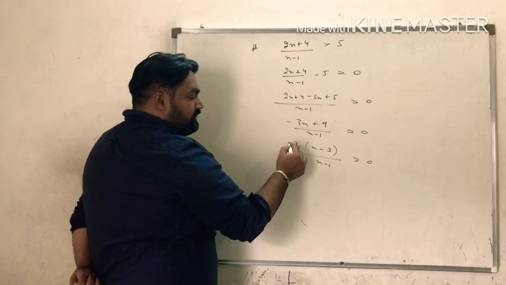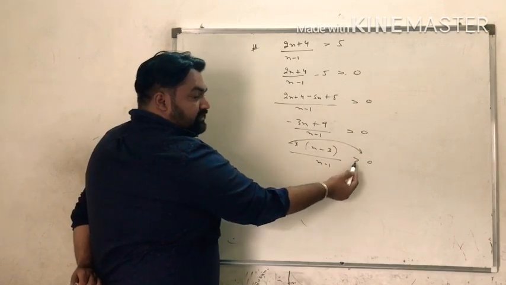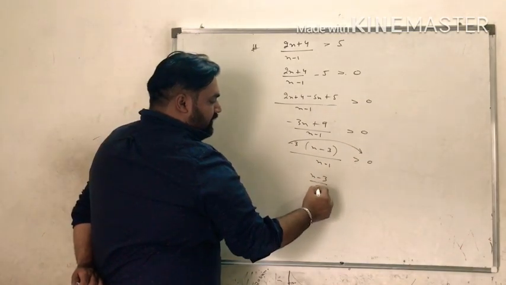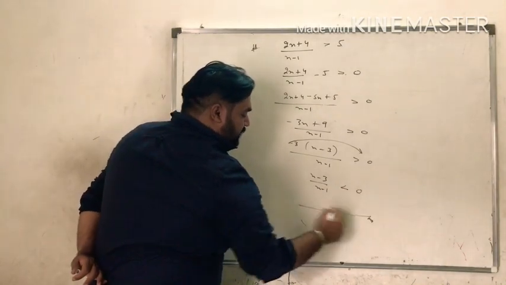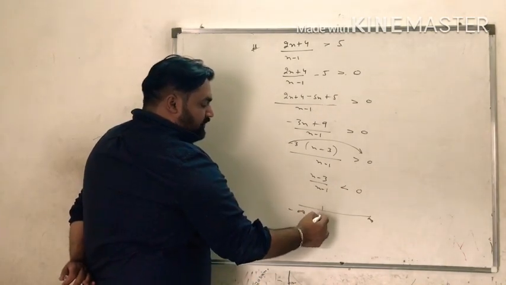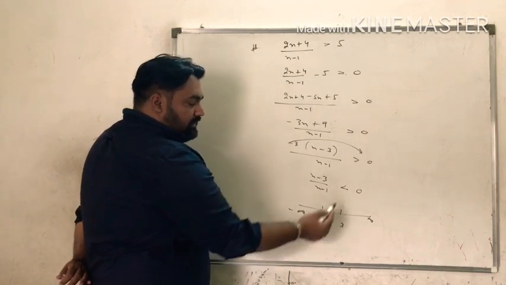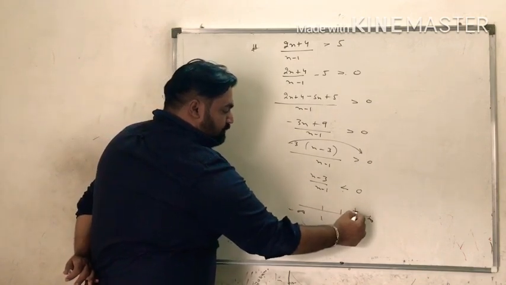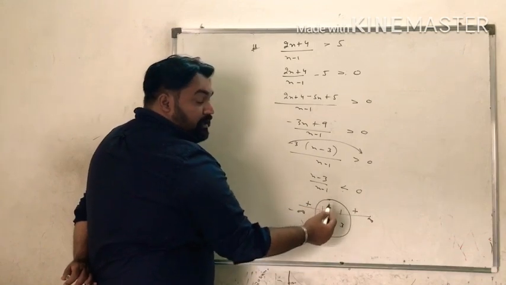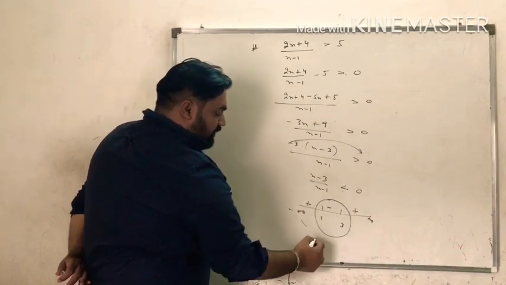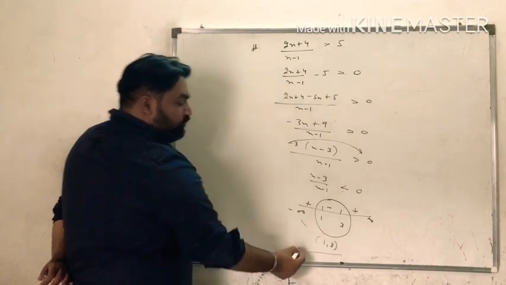But when we shift this sign to this side, the center sign changes. So x minus 3 upon x minus 1 becomes less than 0. Now we find the critical points. The critical points are 1 and 3. But the sign is less than. So plus, minus, plus. We select the negative part because the sign is less than. So the answer is 1 to 3.